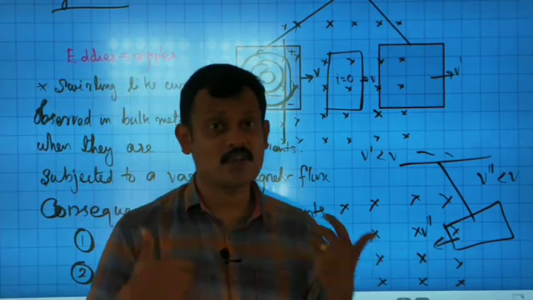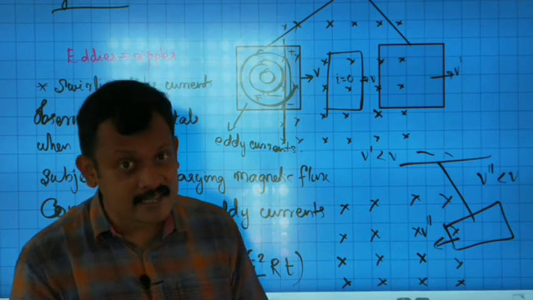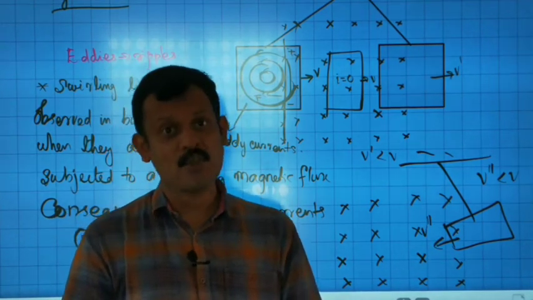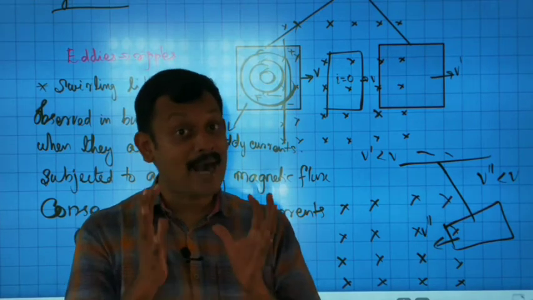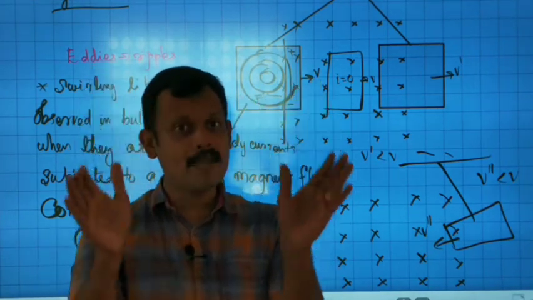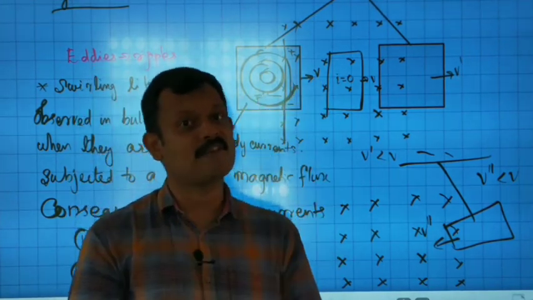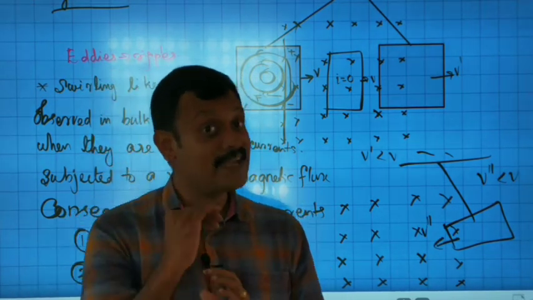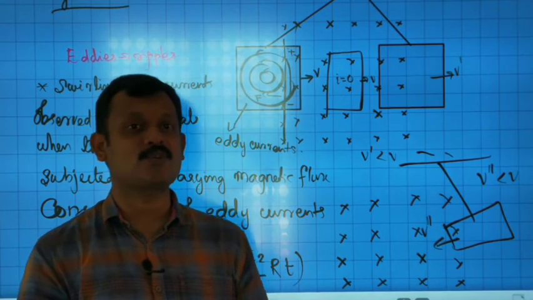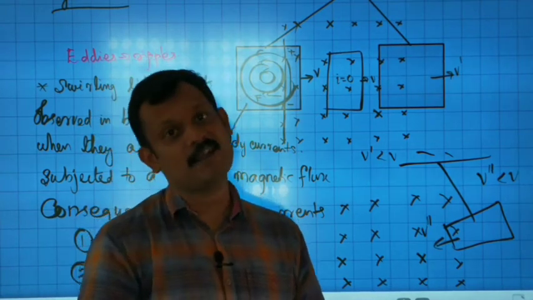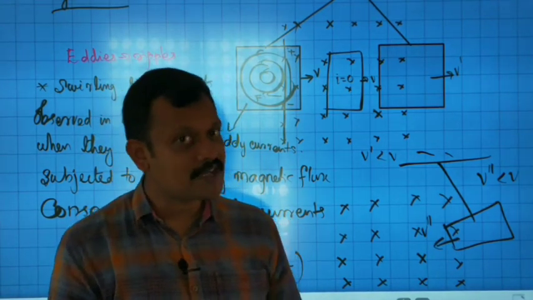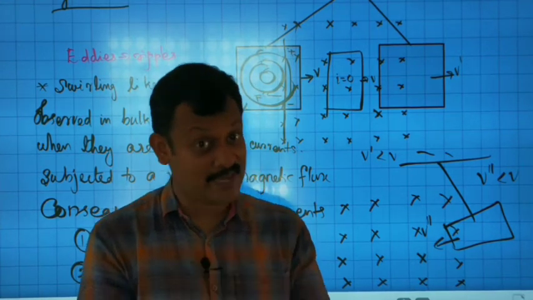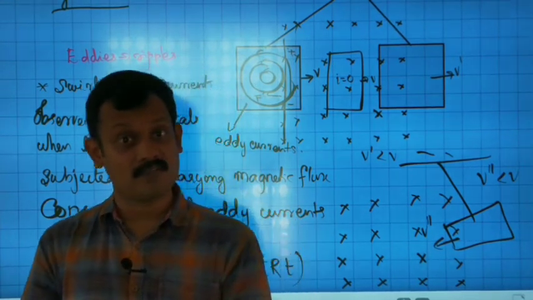Let us just quickly revise what we said until now. Eddy currents are swirling currents observed in bulk metals, that means metals having sufficient surface area. When these conductors are subjected to a varying magnetic flux, that is where eddy currents are observed.